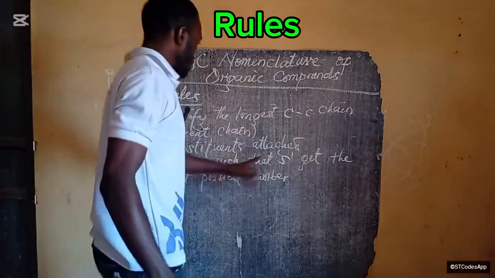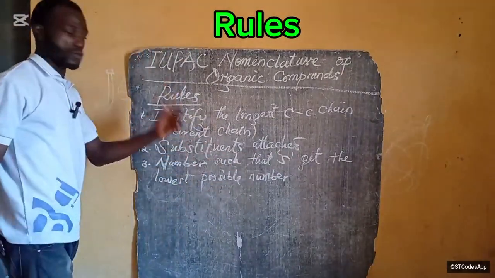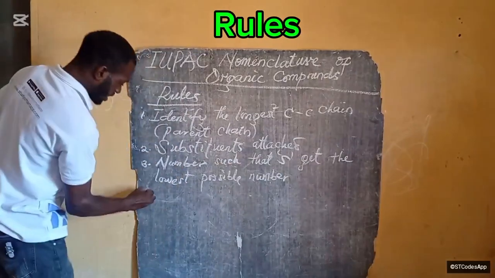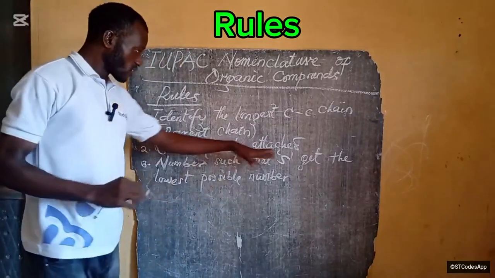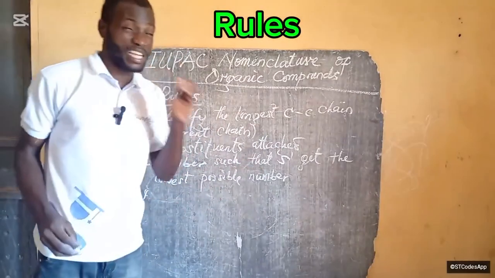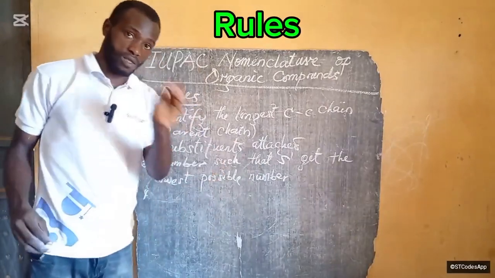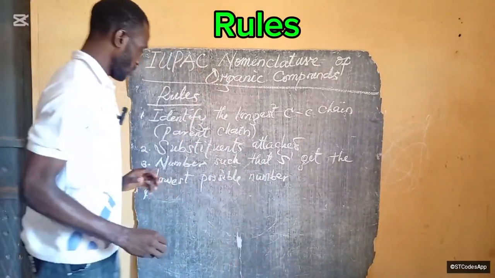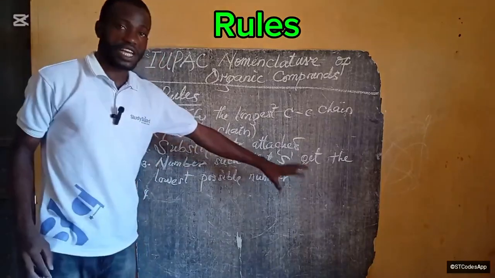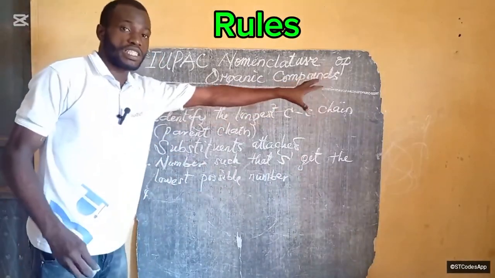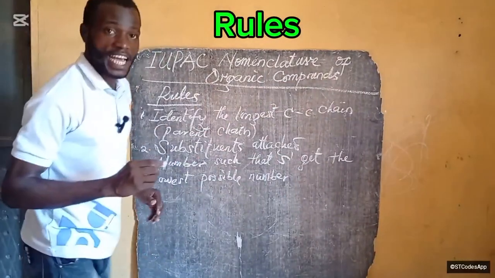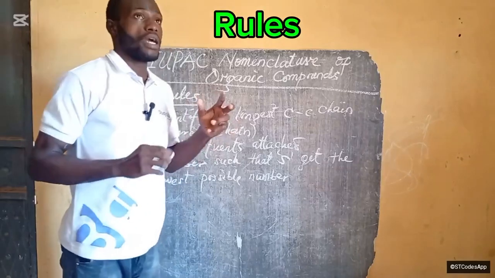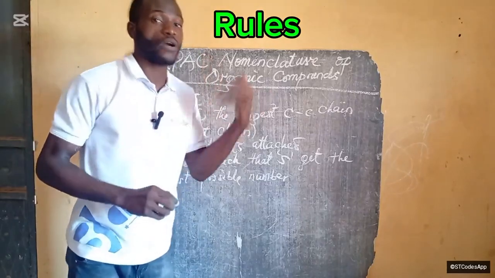So, after numbering such that the functional group or substituent gets the lowest possible number, the next thing to do is this. With this numbering, you are going to be able to identify the position of the substituents or the functional group. Now, in a case where there is more than one substituent, where a substituent appears more than once.